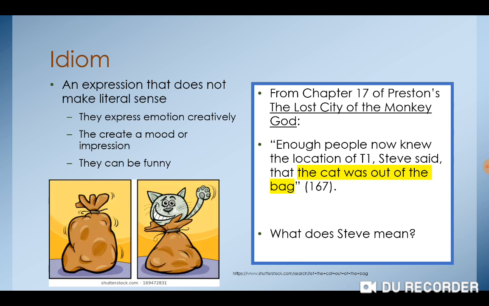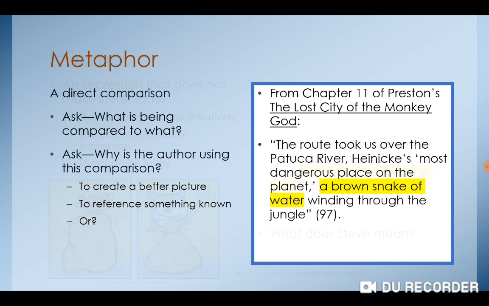So here, when he said the cat was out of the bag, Steve means the secret of T1. Everyone knows about it now. You can't hide it. I guess it's the idea that you can't put a cat back in the bag once it has gotten out of it. Maybe that's the idea. But here, that's what it means. So idioms are expressions that don't make literal sense.